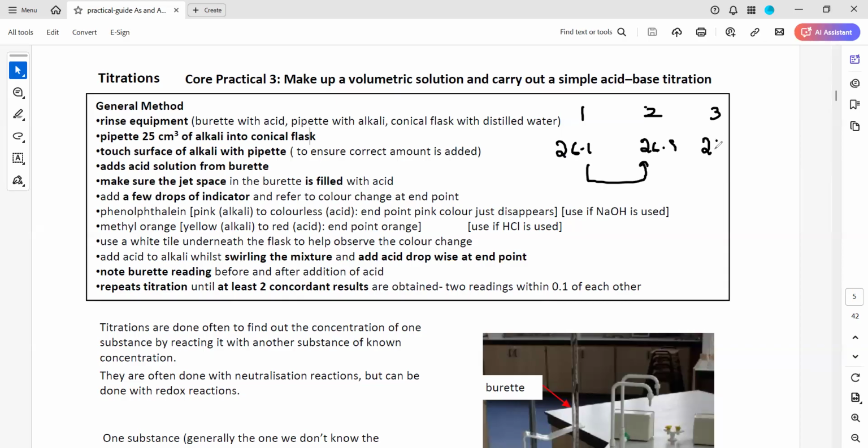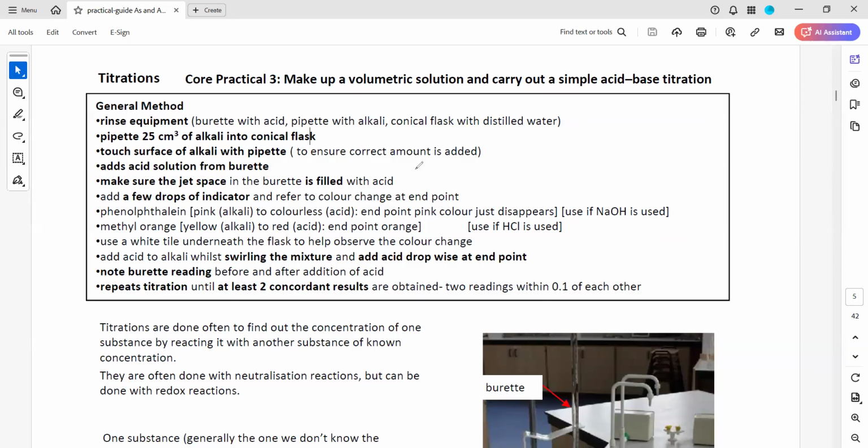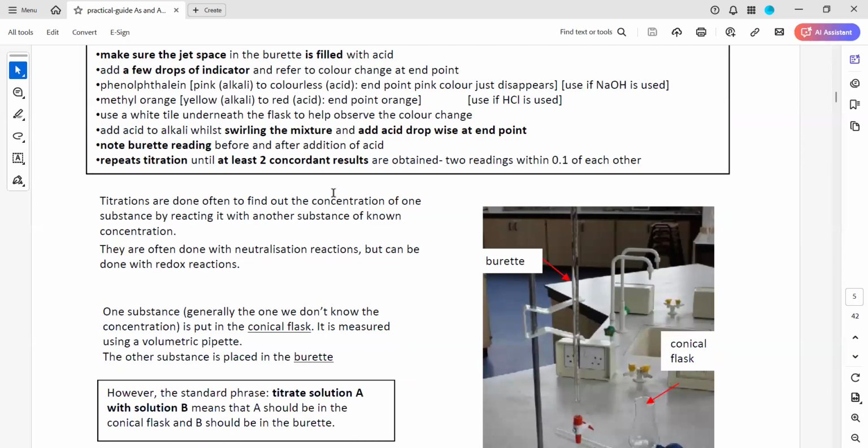When he did another, he got 26.3. Should he repeat, like should he do another titration, or stop? So you can compare the first and the third result. When you take a mean of these titers, normally the outlier is substituted, so 26.2 will be the mean if the three are there. The first one is just a range finder, and then we take the mean of the others.